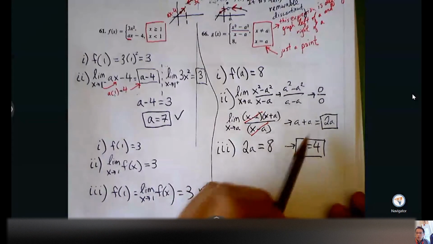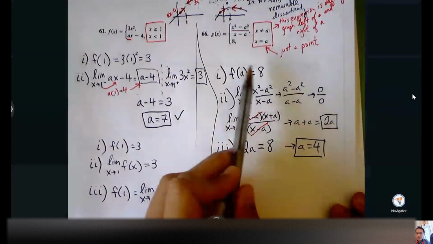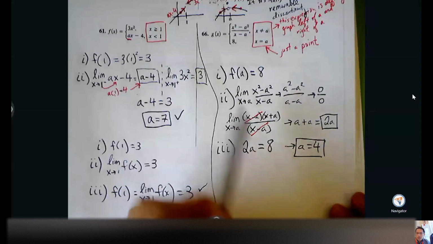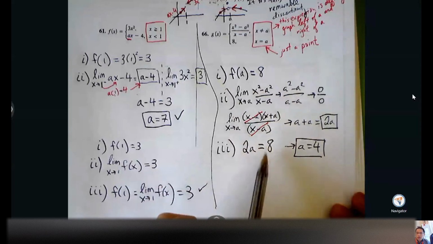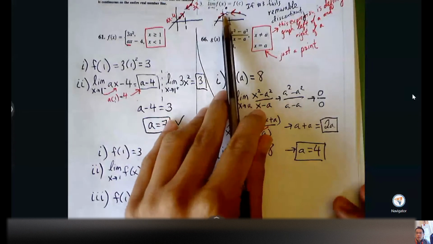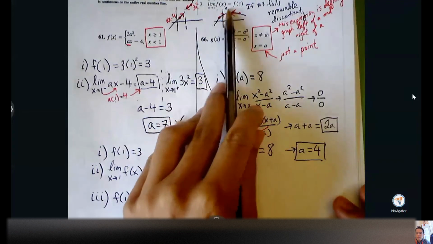So if a is equal to 4, then we know this is 8, and this is 8, and this is 8. Then everything is going to be equal to 8. Everything is going to play out nicely. Our graph is going to be guaranteed to have the hole filled in at that point.